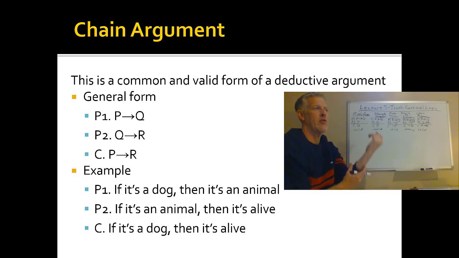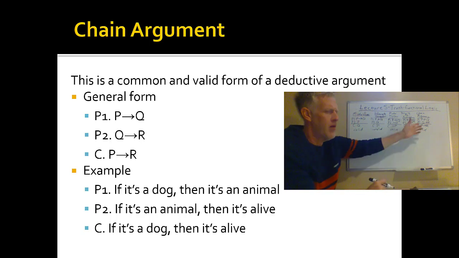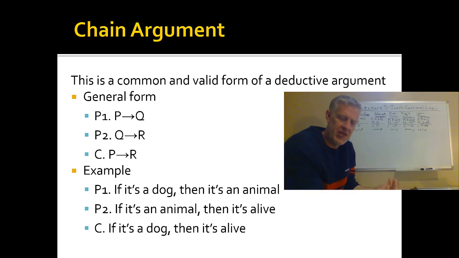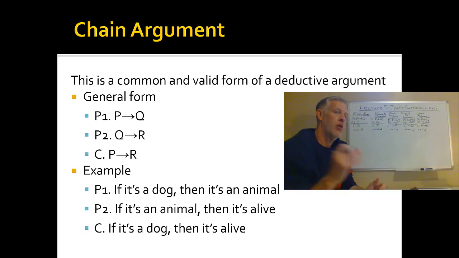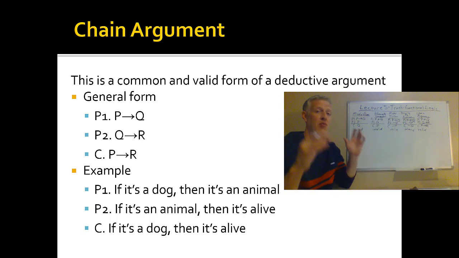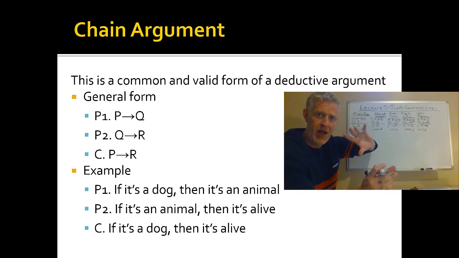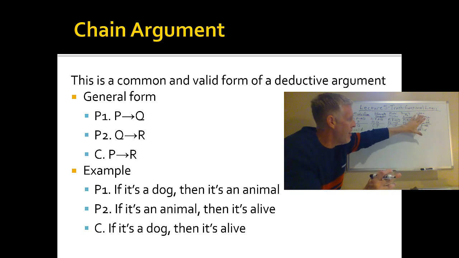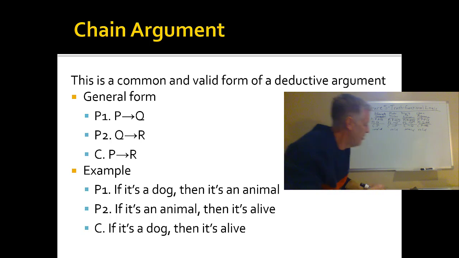I try to use examples that make sense intuitively to us, to see, oh yeah, that makes sense. If it's a dog, then it's an animal. If it's an animal, then it's alive. Well, then if it's a dog, it's got to be alive. But you can throw out much more convoluted things that are being said, and anything that matches that underlying form is still going to be valid. And then the last one we want to discuss is what's known as undistributed middle.